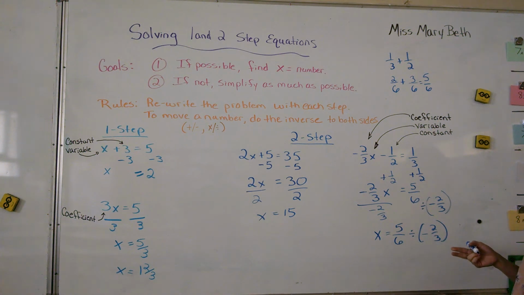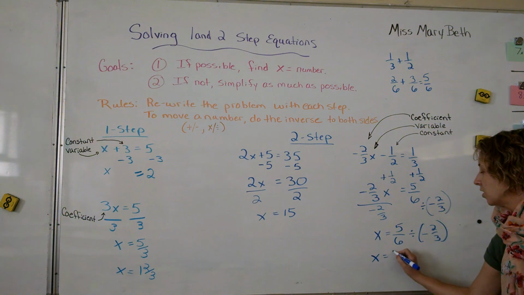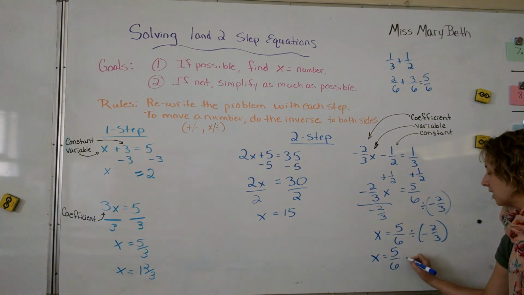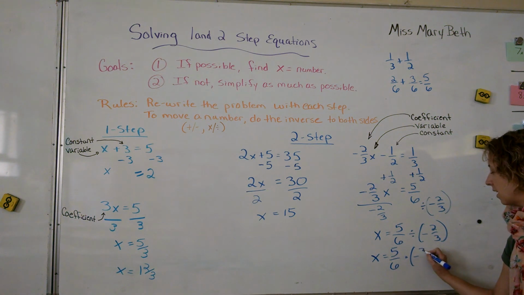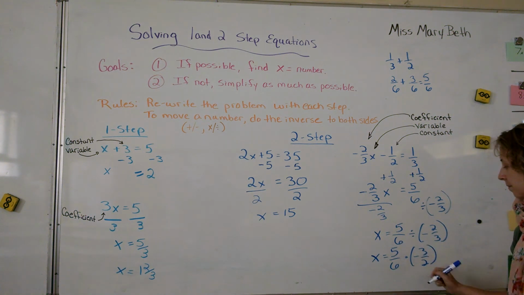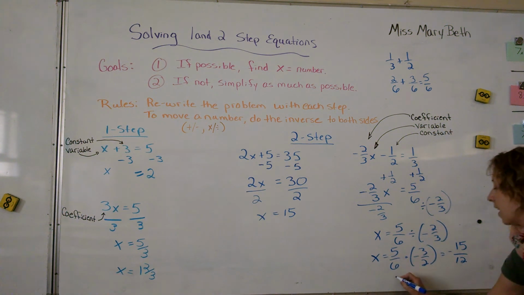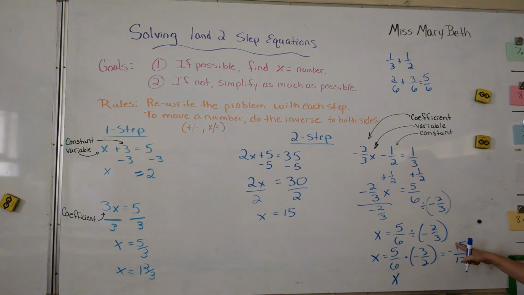Now use your rules for fractions. Dividing fractions we don't do. Instead we multiply times the reciprocal. Let's rewrite it for each step. 5/6 divided by negative 2/3 would be the same as 5/6 times negative 3/2. 5 times 3 is 15. 6 times 2 is 12. Negative 15/12. Let's simplify that one more time.